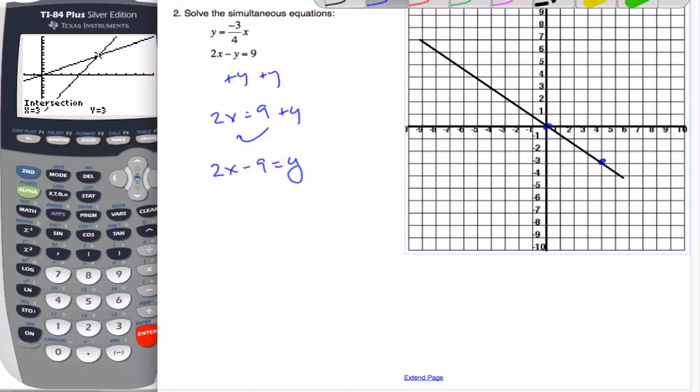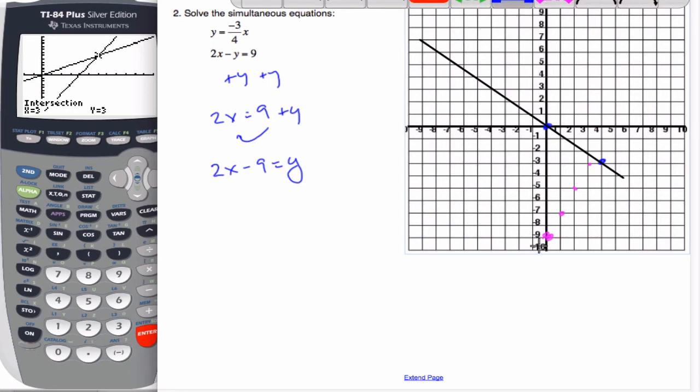I'm going to change my color here. Let's go to pink. I have negative 9. And I go rise up 2 and over 1. Rise up 2 and over 1. Rise up 2 and over 1. And I'm going to try to find the point of intersection here.